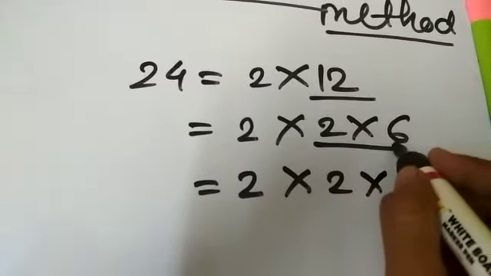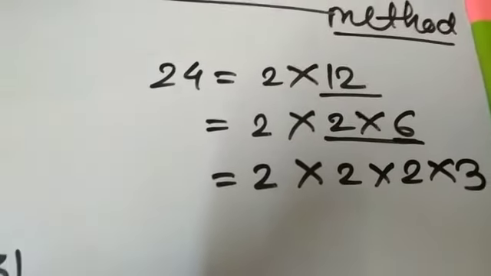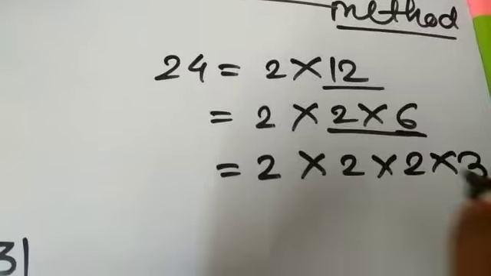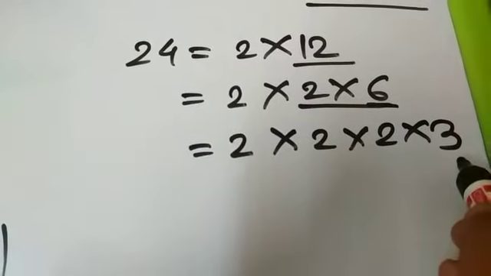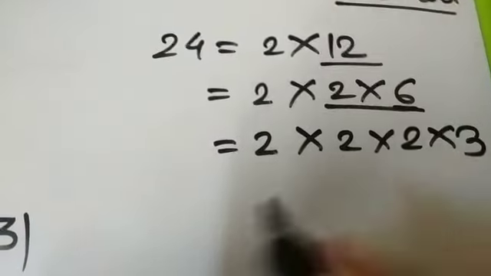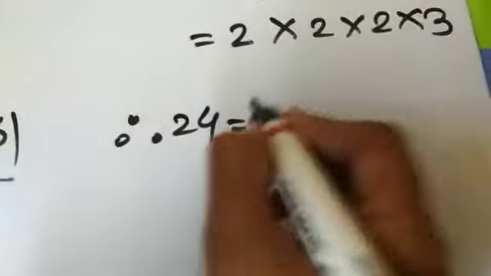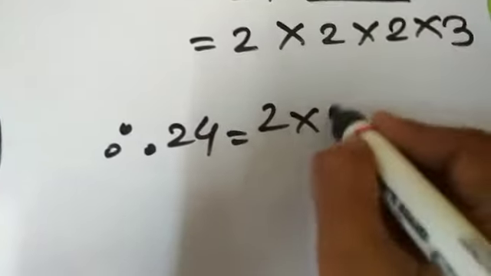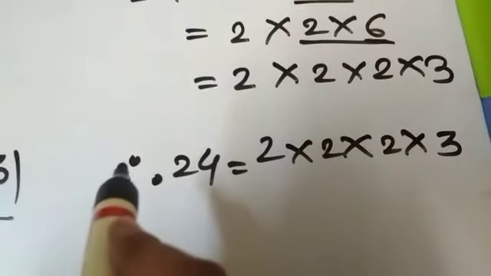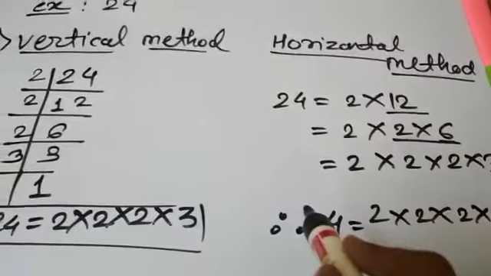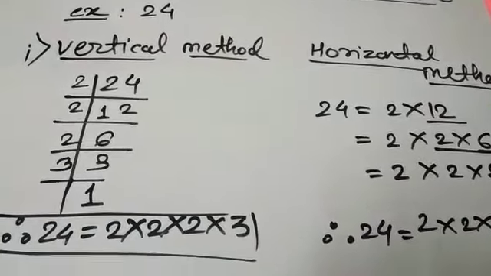But now I can factorize the 6. How can I write the 6? 2 3s are 6. It is the factors of the 6. Now you can observe that at the last step I get all the numbers as prime numbers only. So it is nothing but the factors of the 24. Hence the factors of 24 are 3 times 2 times 2 times 2, written in multiplication format. And this is nothing but the horizontal method of prime factorization, like the vertical method.